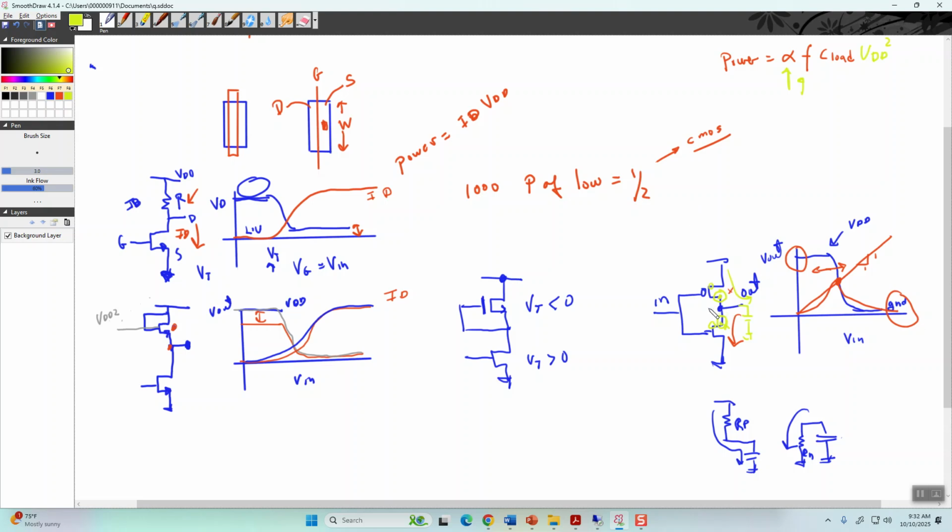So now we have, it's pretty good. We're reducing the power, but we do need an NMOS, a PMOS and an NMOS. For every NMOS, there's a PMOS.